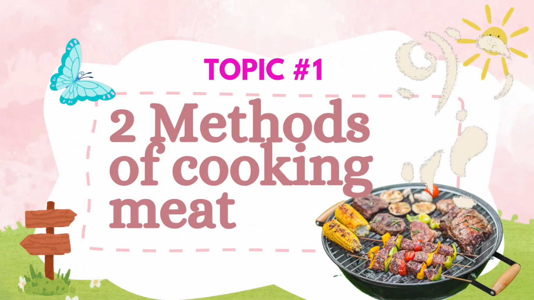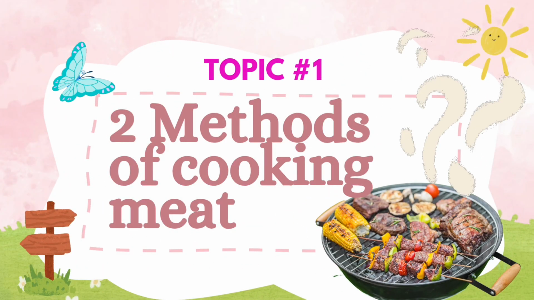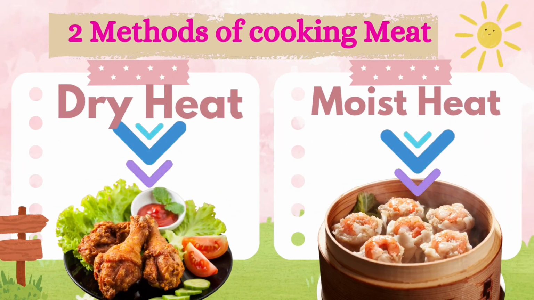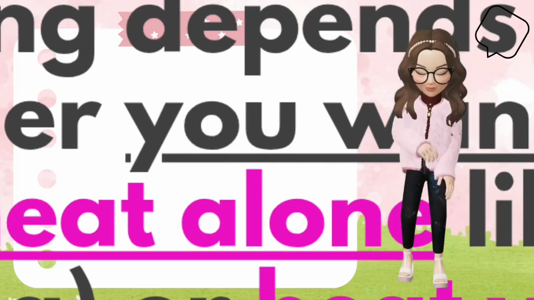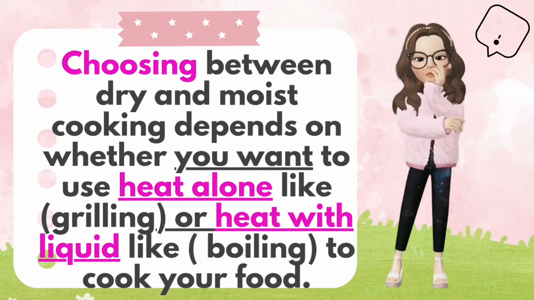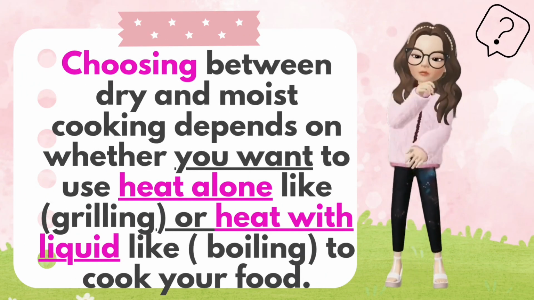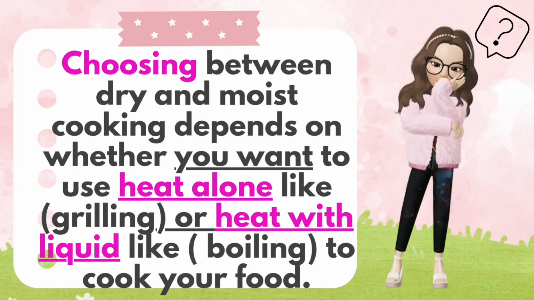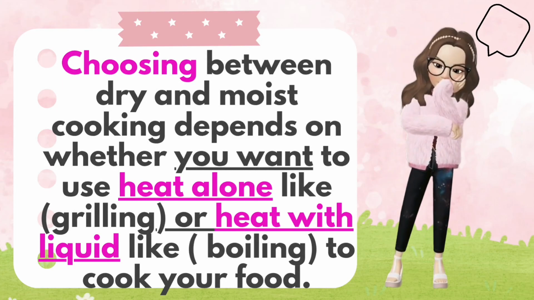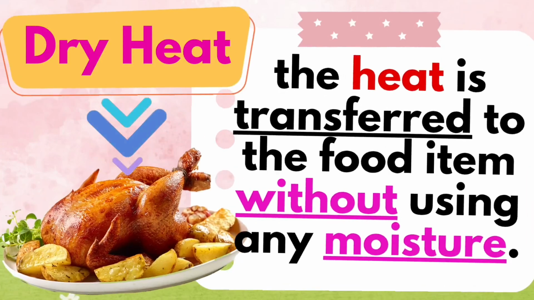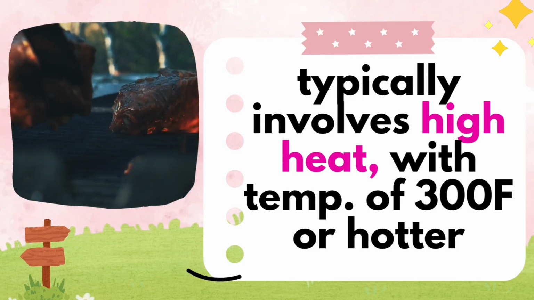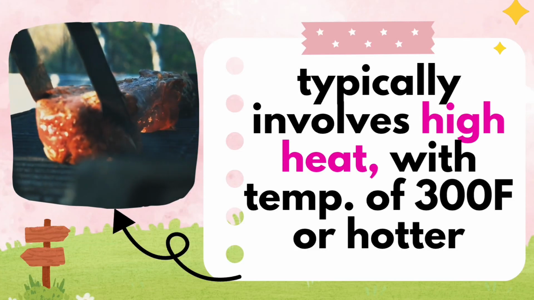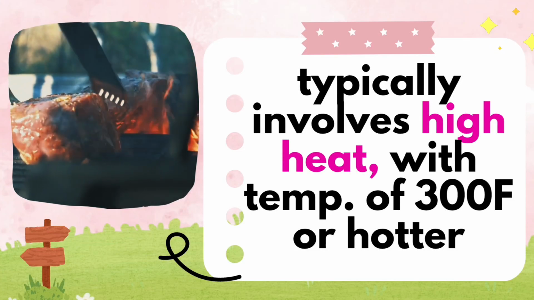Topic 1. 2 methods of cooking meat: dry heat and moist heat. Choosing between dry and moist cooking depends on whether you want to use heat alone like grilling or heat with liquid like boiling to cook your food. Dry heat. The heat is transferred to the food item without using moisture. Typically involves high heat, with temperature of 300 degrees Fahrenheit or hotter.